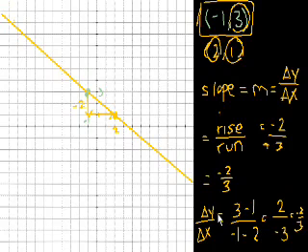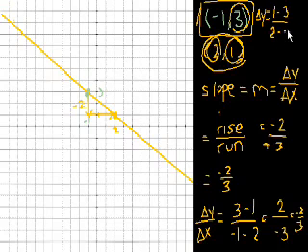Now we could have done it the other way, and I'm running out of space here, but we could have made this the first point. If we made that the first point, then the change in y would have been this y, 1 minus 3, over the change in x, which would be 2 minus -1. Well, 1 minus 3 is -2, and 2 minus negative 1 is 3. So once again, we got -2/3.